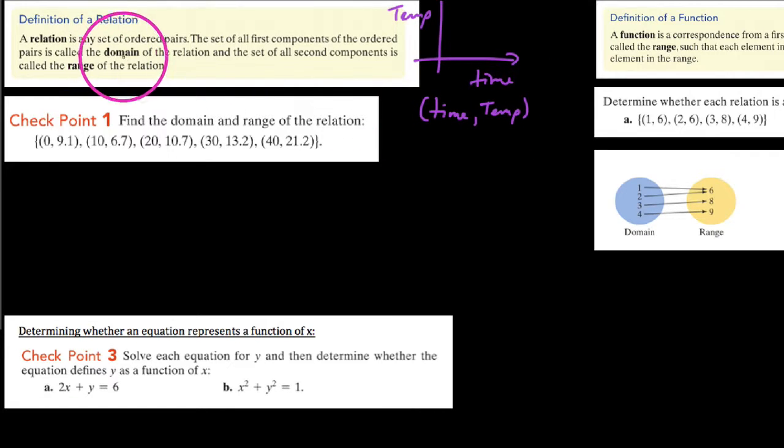Noting these two words, domain and range, it's very important that we recognize that we refer to the first component as the domain component of this relation. We say that this is the range component of the relation, or the output component.